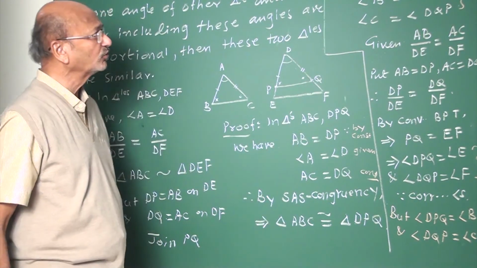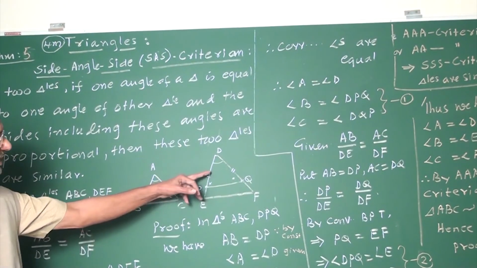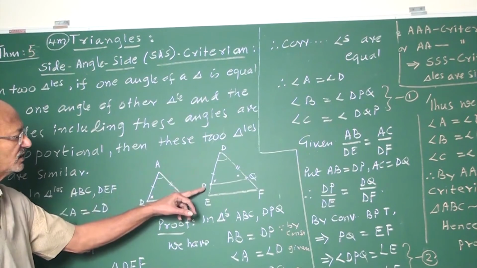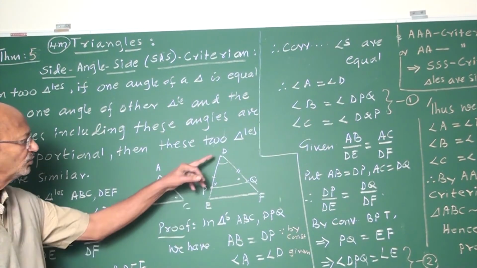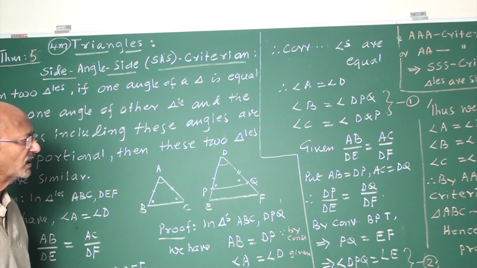Two triangles are congruent means what? Corresponding angles are equal. Angle A equal to angle D, angle B equal to angle DPQ, angle C equal to angle DQP. Name this as 1.